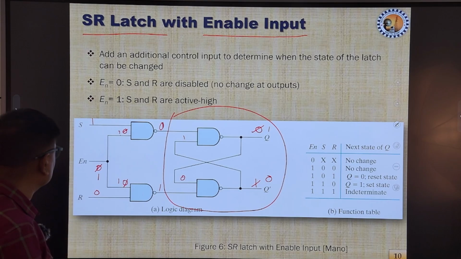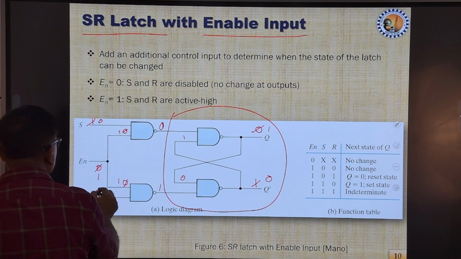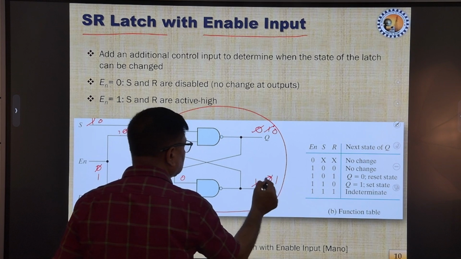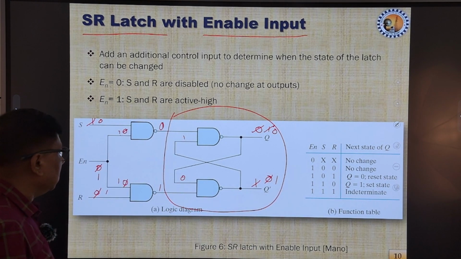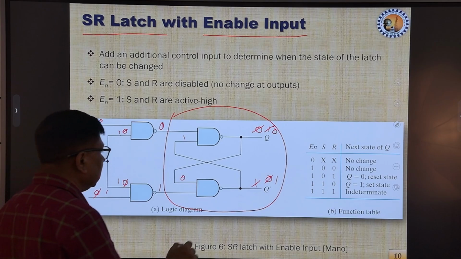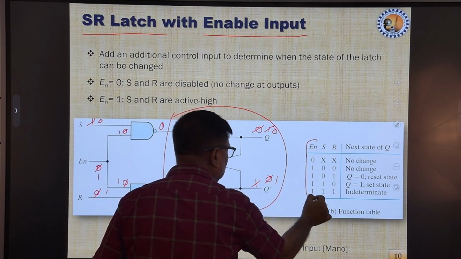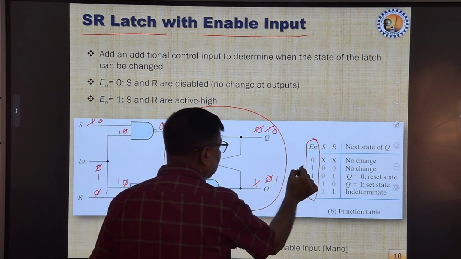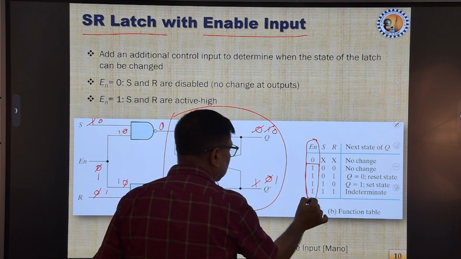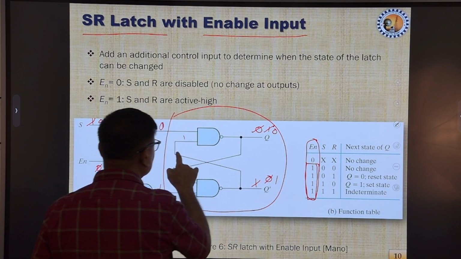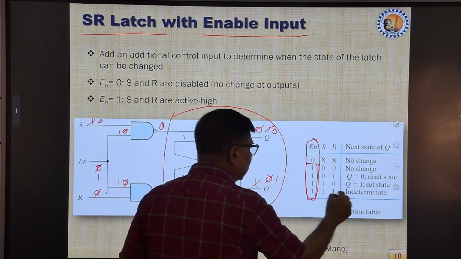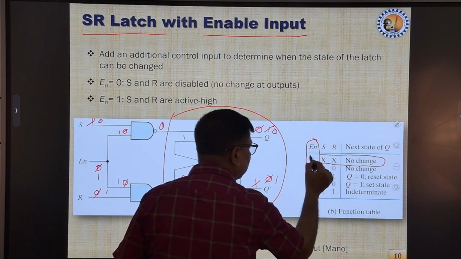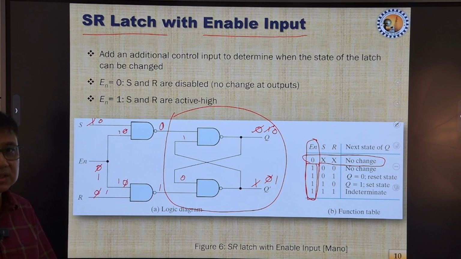For the other operation, when we change it from 1 to 0 and 0 to 1, obviously the output condition will become reversed, which is called the reset condition. The most important thing over here is the enable input, which is the control input, which has to be in the active state. Active state here means that it should be 1. Only then will the latch be functional and work as an SR latch, else it will remain in this state and the flip flop output will not change under any circumstances.